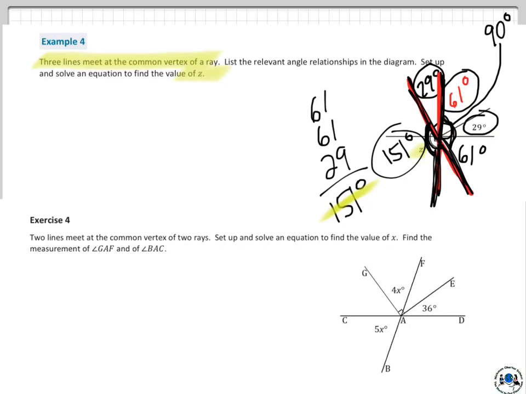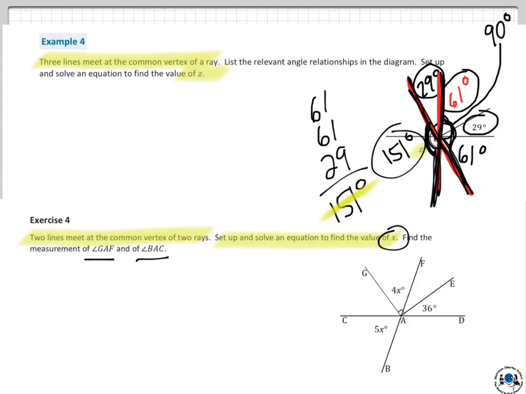Okay, let's go ahead and finish up this lesson with the last exercise, exercise 4. Two lines meet at the common vertex of two rays, a big mass of lines down there. Go ahead and set up and solve the equation to find the value of x, and then find the measurement of both GAF and BAC. Okay, with no further instruction, I'll have you pause and get to it and come on back and check in.